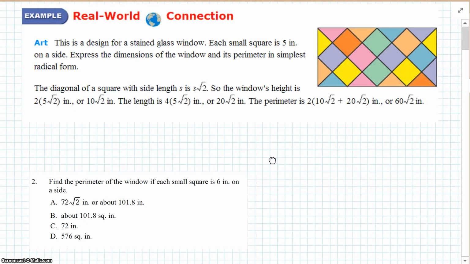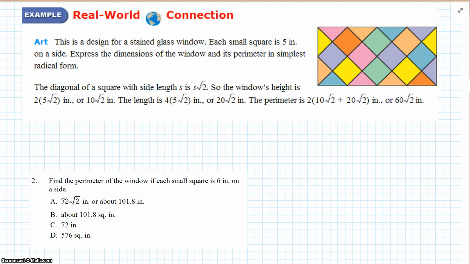All right, real-world connection. What you see is a design for a stained glass window. Each small square is 5 inches a side. Express the dimensions of the window and its perimeter in simplest form. Okay, the diagonal of each square with side length s is s square root of 2. We know that from the Pythagorean theorem.